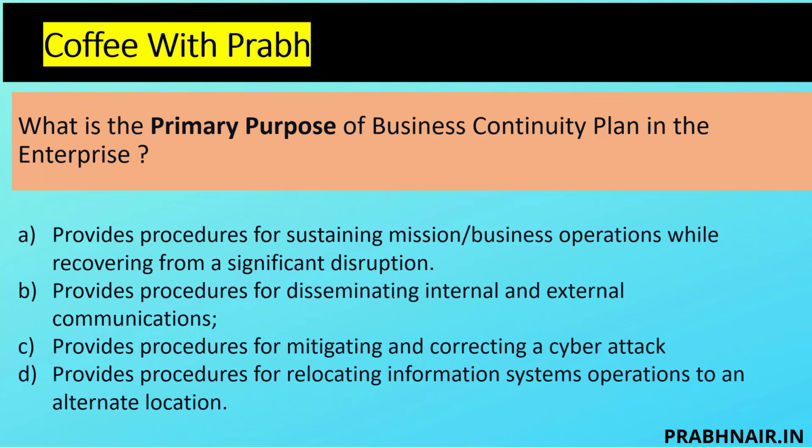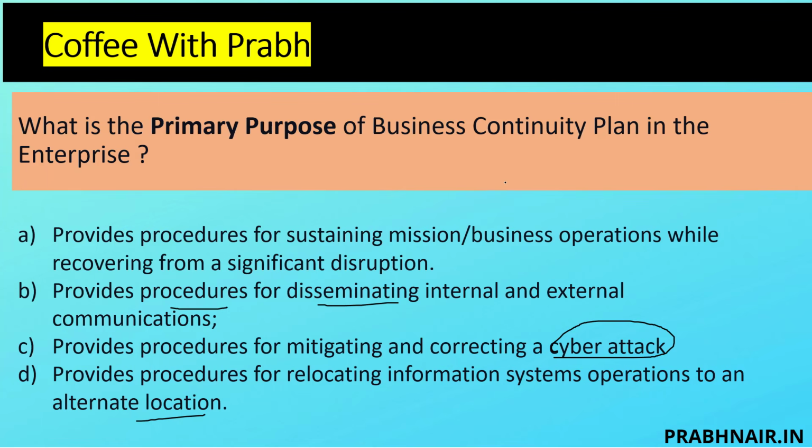Option B, provide procedure for disseminating internal and external communication. If you read the keyword, procedures for disseminating internal external communication, this is not a BCP plan. This is the crisis communication plan, which is part of a BCP. Third is provide the procedure for mitigating and correcting a cyber attack. The keyword is cyber, so BCP is not limited to only cyber. BCP talks about both information and non-information. So it is a cyber incident response plan. And option D is provide the procedure for relocating information system operation to an alternate location. So it is a disaster recovery plan.